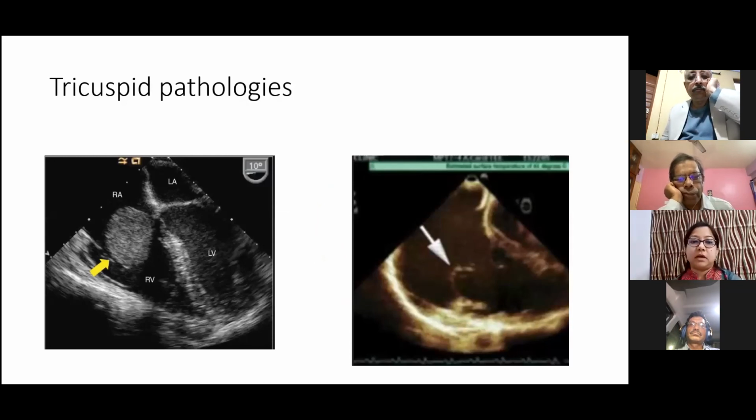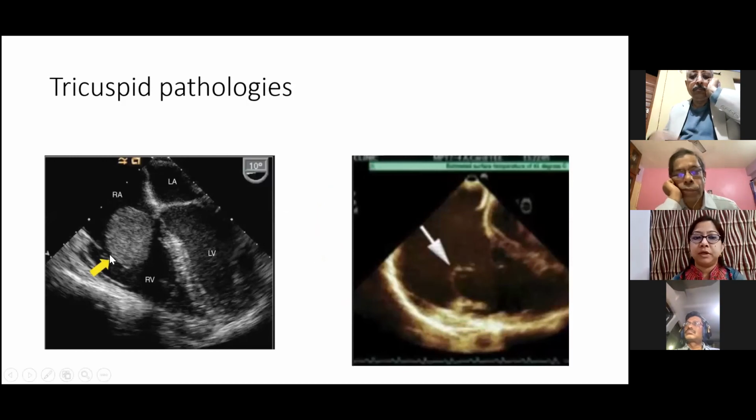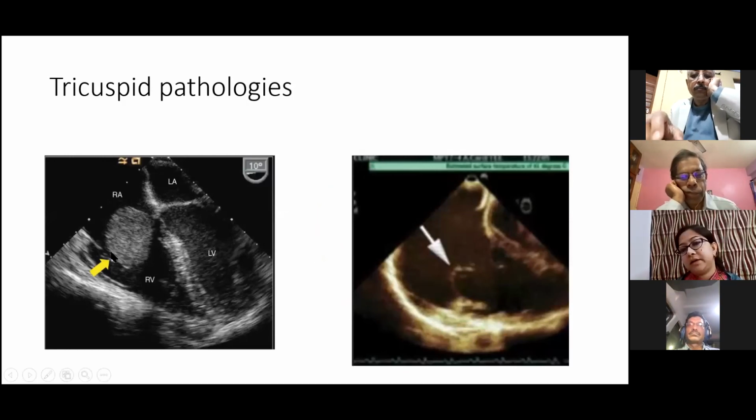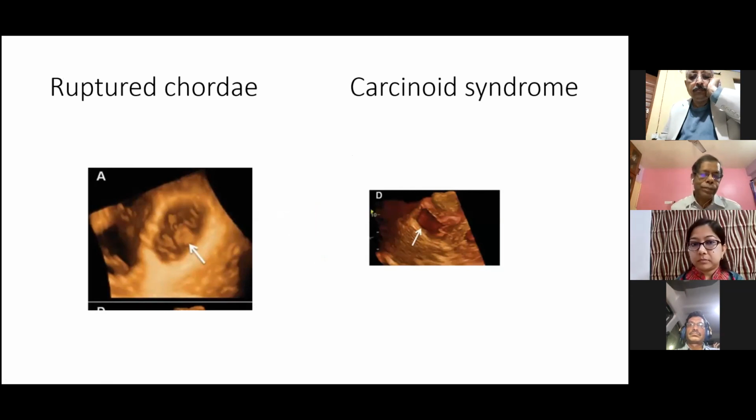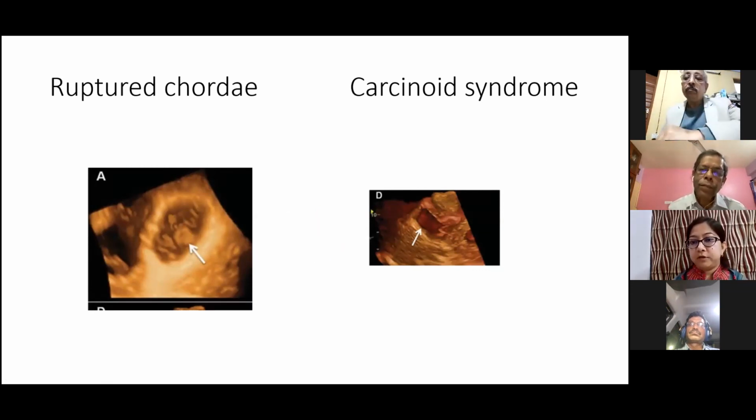Some more pathologies are the myxoma and tumor polyps, which we get on the tricuspid valve. Then there is the tricuspid prolapse, which occurs as isolated or as a part of a prolapse syndrome. Then there are ruptured chordae and carcinoid syndrome, in which there is thickening of the entire valve, which occurs mostly on the right side.